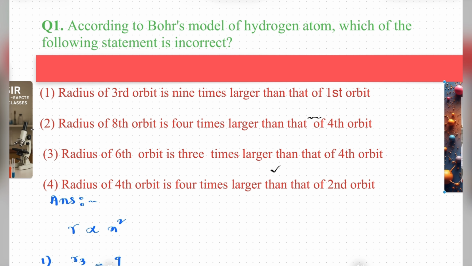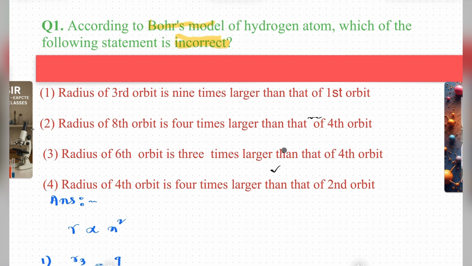According to Bohr's model of hydrogen atom, which of the following statements is incorrect? Whatever options are given, you see, and incorrect is asked. That's very important. It is not correct, it is incorrect. These two points are important. We have some idea about Bohr's model, so the question is directly asked from Bohr's model.